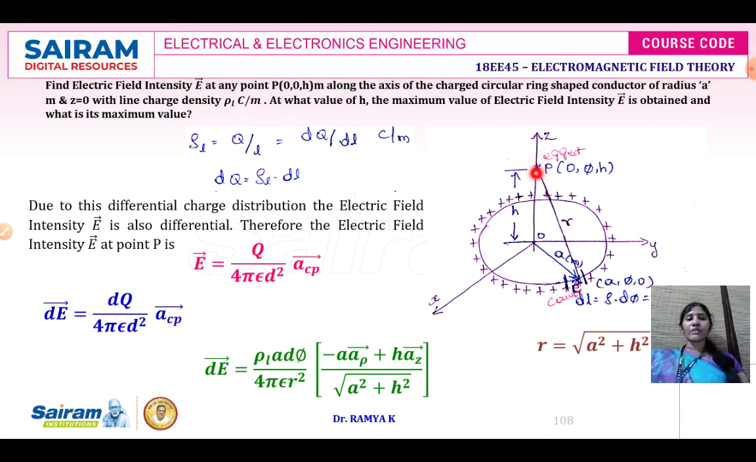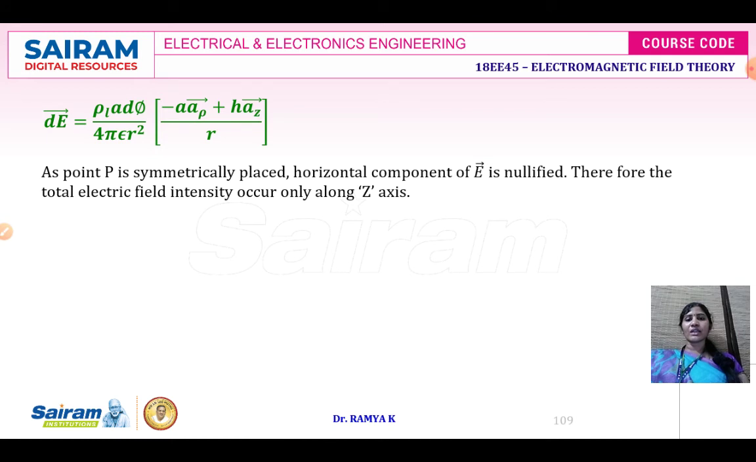Since the point where we need to identify the value of electric field intensity is available on the z axis, the direction a rho can be neglected. So after neglecting, we will get the differential electric field intensity as dE is equal to rho L a d phi divided by 4 pi epsilon r square into h a z divided by r. Why? Because here the a rho vector is nullified, in the sense that as the point P is symmetrically placed, the horizontal component of your E is nullified. Therefore, we can take the total electric field intensity all along the z axis only.